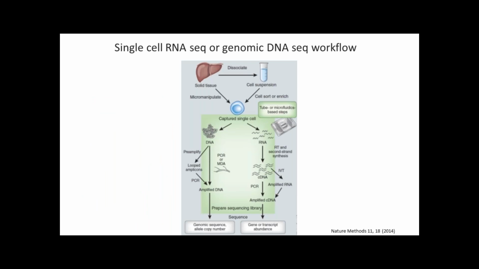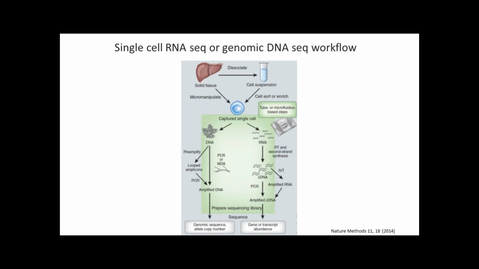Now I show this. This is a workflow for single-cell RNA-seq or genomic DNA-seq. The single cell comes from solid tissue or from a cell suspension. We can use different methods to isolate the single cell. Micromanipulation, cell sorting or enrichment, or microfluidic-based methods can be used to isolate the single cell. After we get the single cell, we can extract the genomic DNA and use different methods to amplify the genomic DNA.